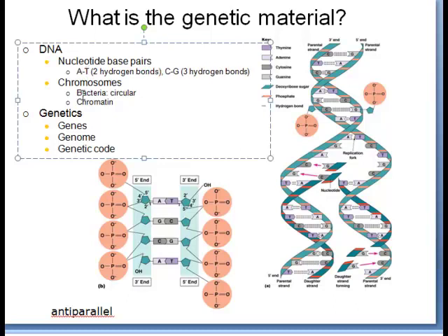The bacterial chromosome, on the other hand, has a very unique feature: it is circular in shape. It's not linear like the eukaryotic chromosome, where you have the two linear strands going back to back.